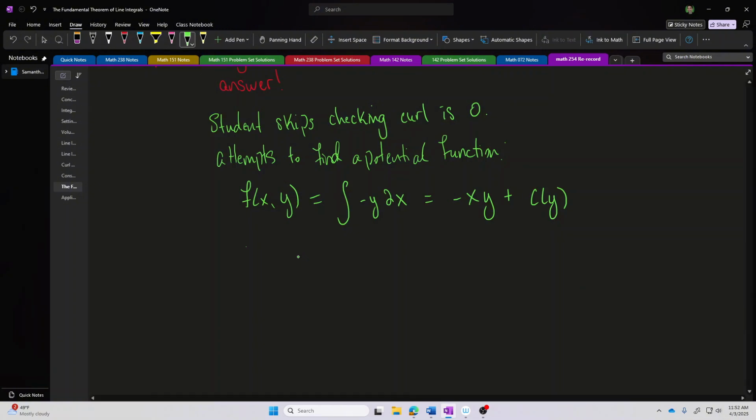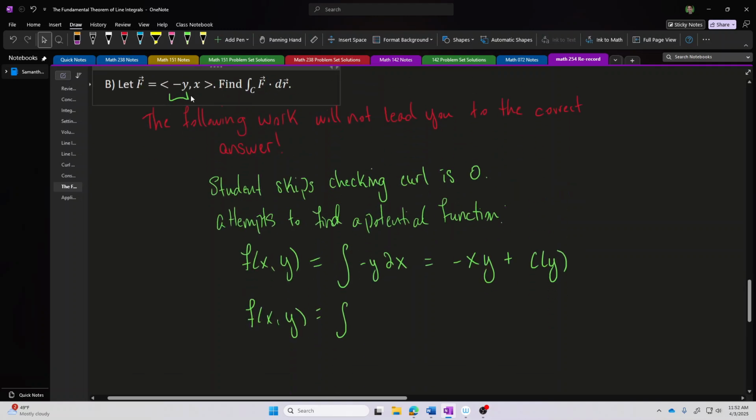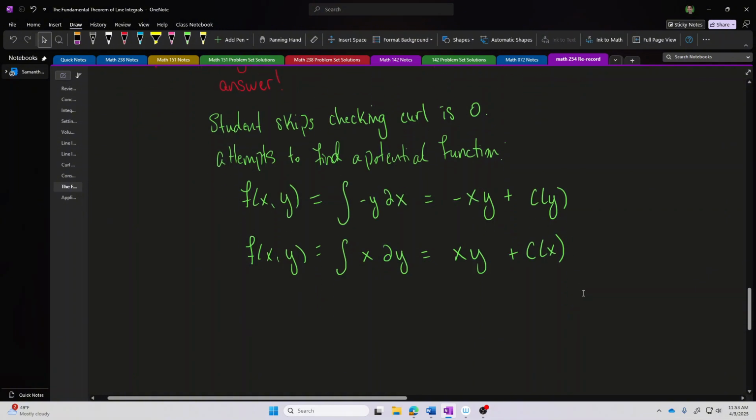Then they go ahead and find a second representation of the potential function by integrating the y component of the vector field with respect to y. And they get from that xy plus some terms that might not have any y's in them, terms that might be invisible because they don't have any y's.